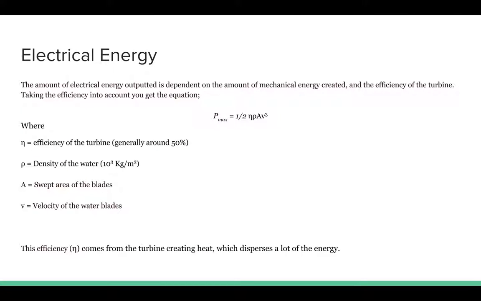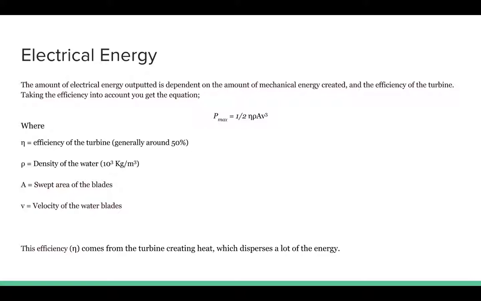So the amount of electrical energy outputted is dependent on the amount of mechanical energy created and the efficiency of the turbine. Basically, efficiency is because the turbine creates heat as it turns around, as it spins, and so about half of the energy that should be created is dispersed.